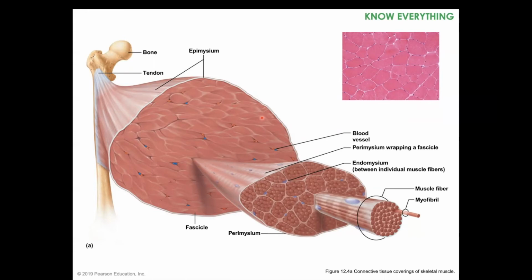So for this, remember large to small. The largest layer is the epimysium. Within the epimysium are fascicles that are surrounded by the perimysium. Within the fascicle are muscle fibers surrounded by an endomysium, and within the muscle fiber are myofibrils.